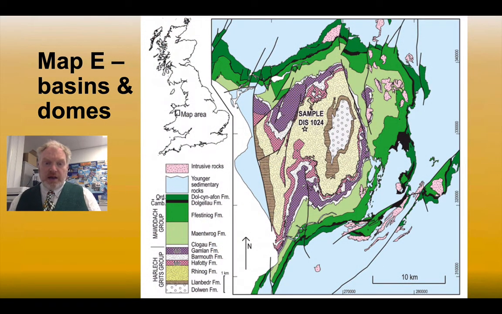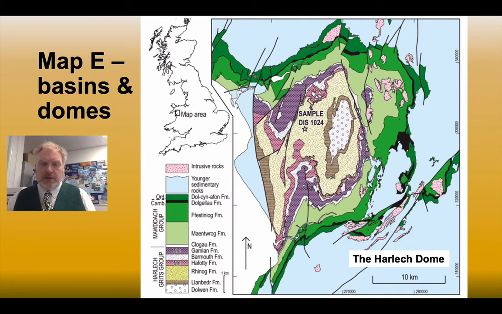This is an area we call the Harlech Dome. Up in north west Wales, we have this structure of rocks. If we look, we can see we've got this circular pattern. It's offset by a few faults, but we can see overall there's a circular pattern.